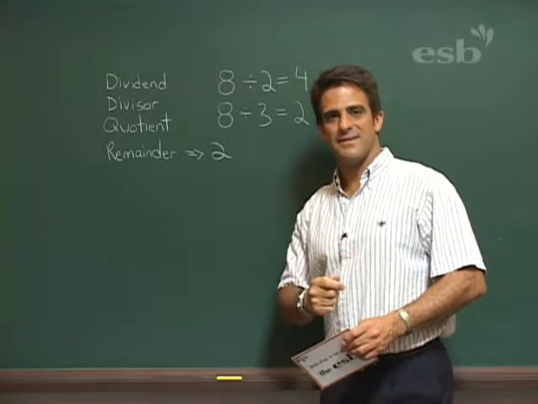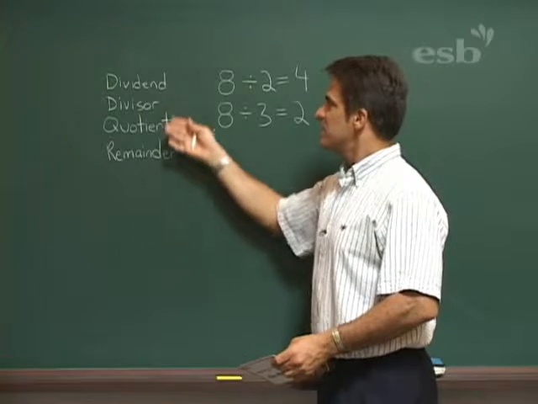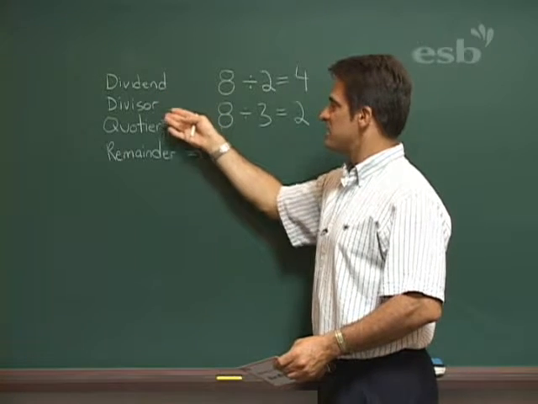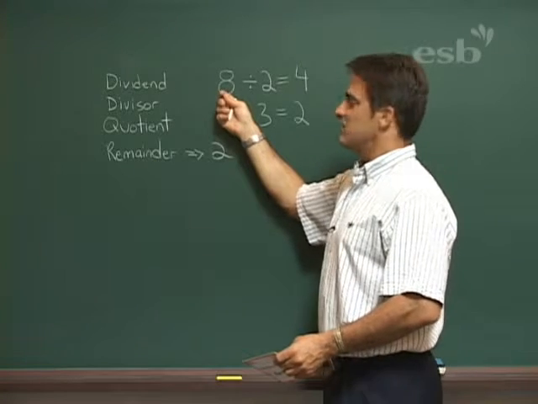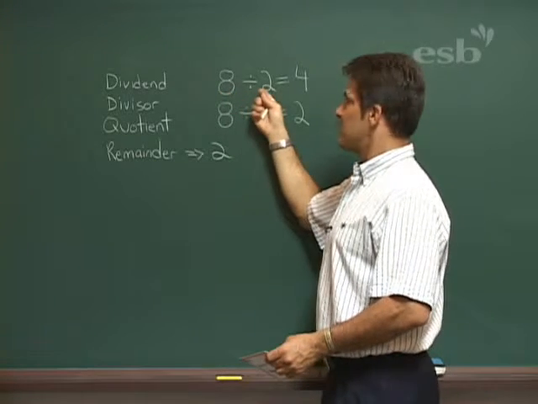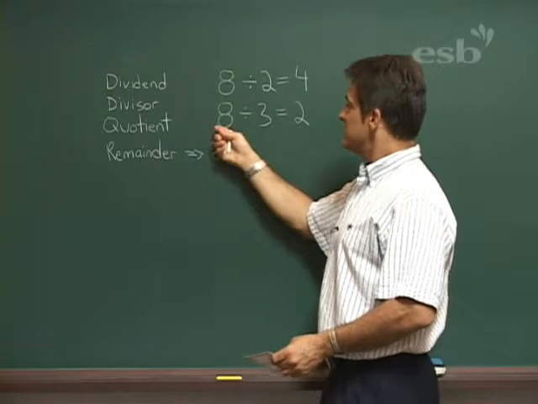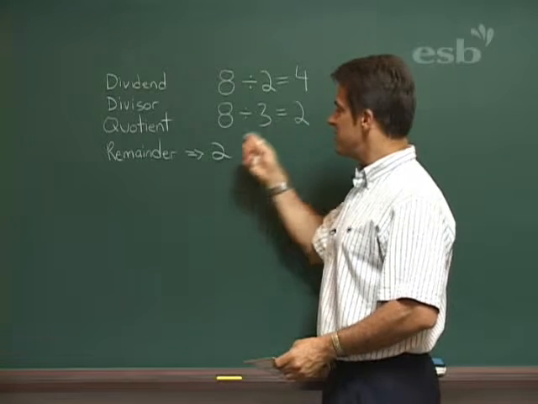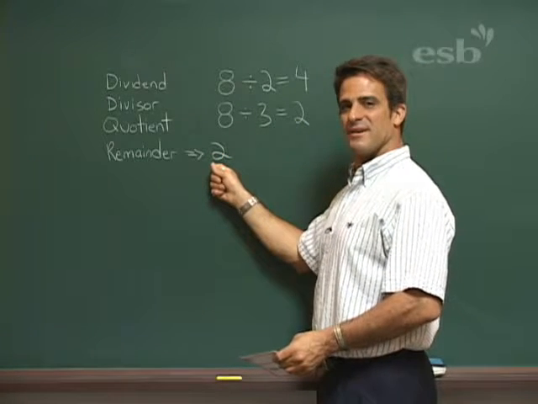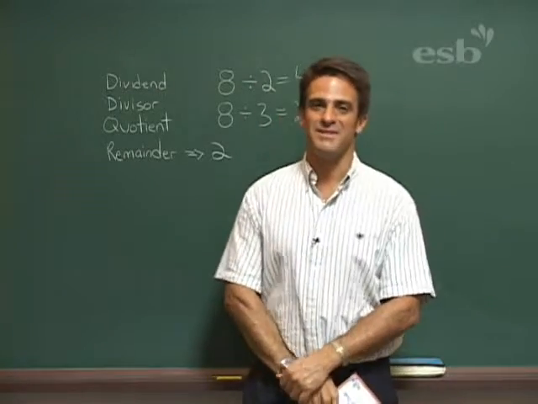You got it? Okay. So we have 4 terms: dividend, divisor, quotient, remainder. Dividend here, divisor here, quotient here. Dividend, divisor, quotient, and remainder. Okay, great work, everyone.